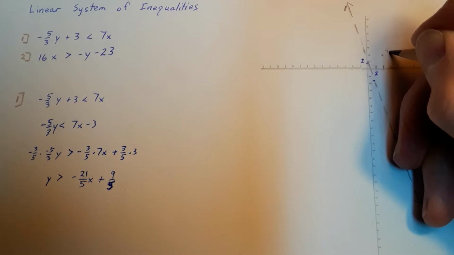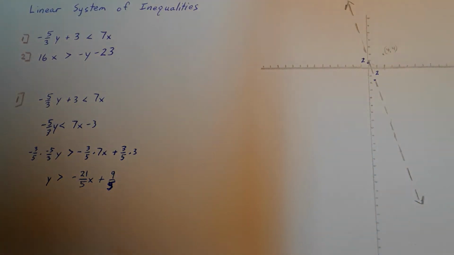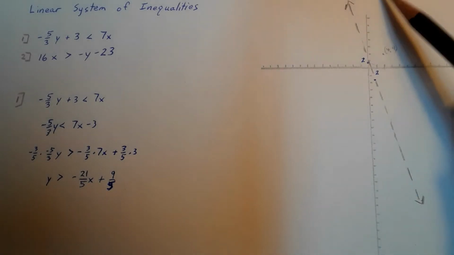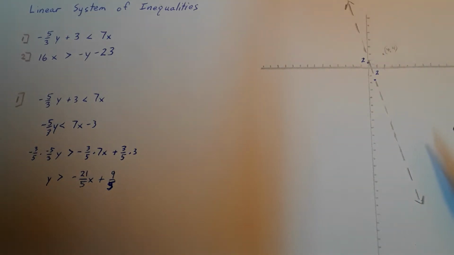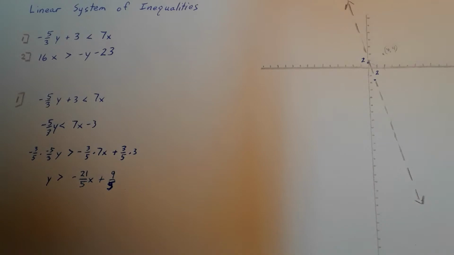So at 4, 4, if we insert that point into this inequality, is this inequality true? If it is true, then we're going to shade all of this. If it is not true, then we will shade the opposite side. We always shade the true side. And so we're going to make a quick check of that.